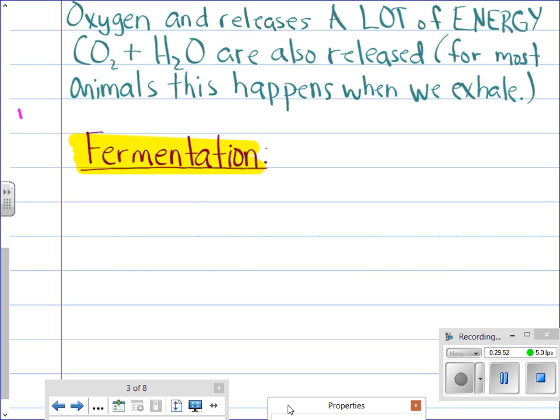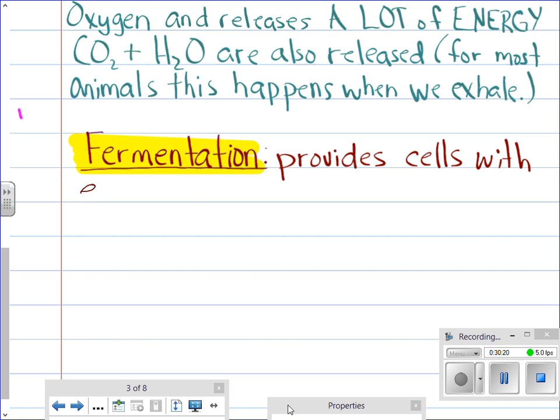So, let's say you're running and you're breathing really heavy and really hard. Do you run out of energy because you have a lack of oxygen? No, you're still able to run. And the reason why you're still able to act and do things is because of fermentation. Fermentation provides cells with energy without using oxygen.